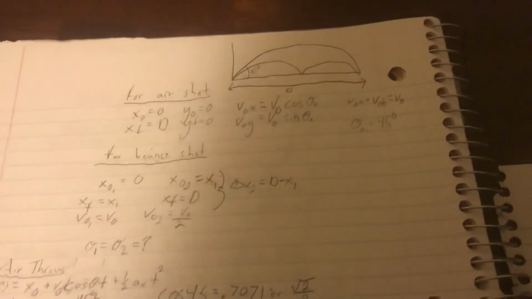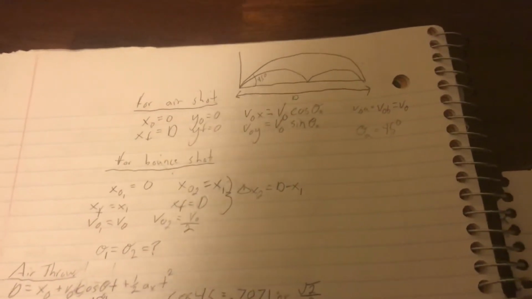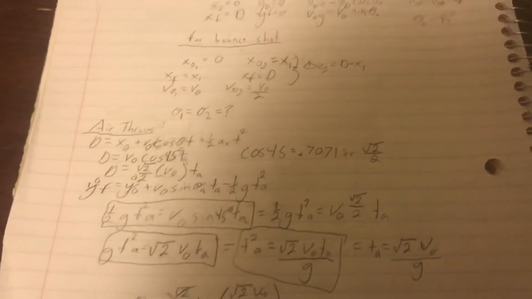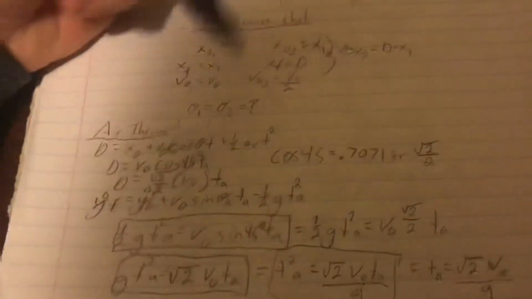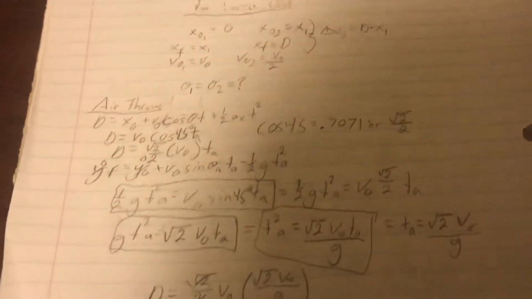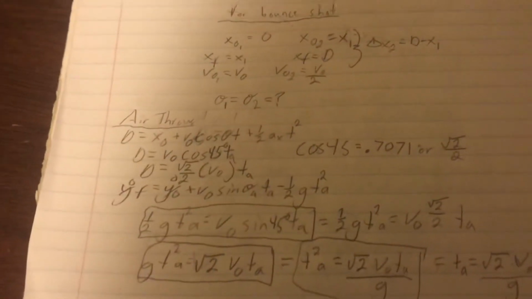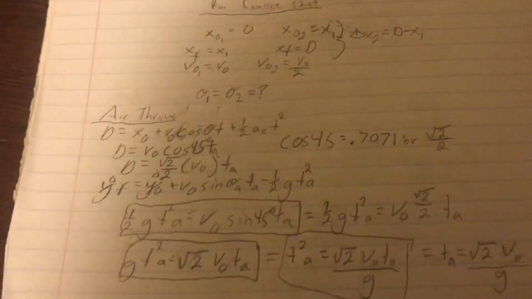Alright, so once we have our known quantities and our known values, we want to think of what kind of equations we want to use. And so we want to use this particular kinematic equation here for projectile motion, and we put in what values that we know.